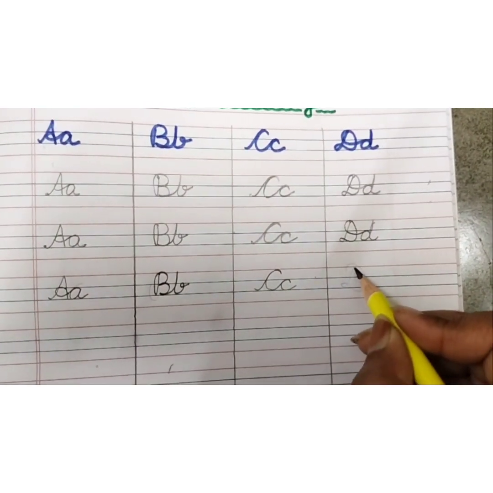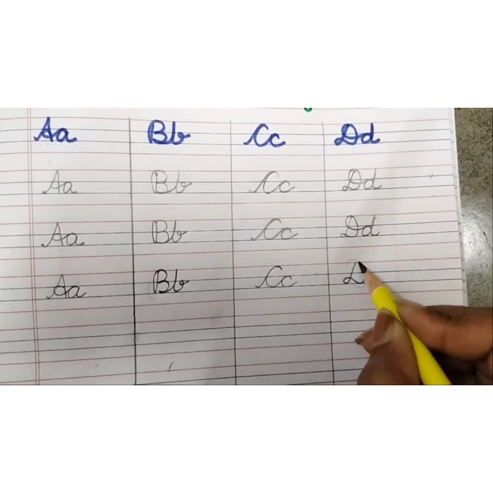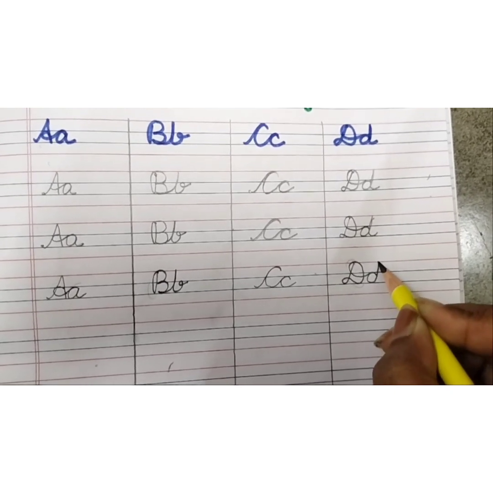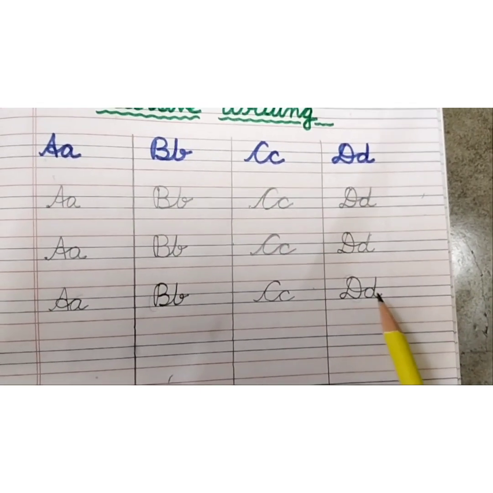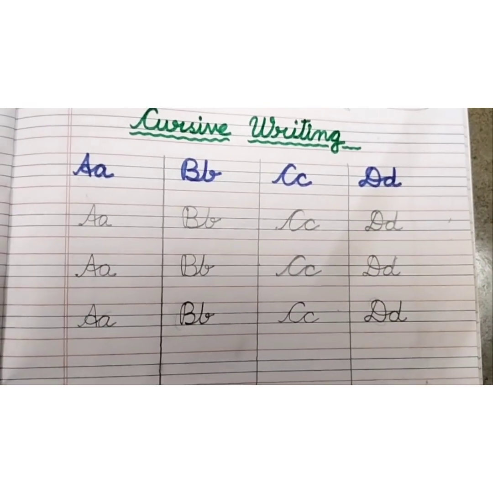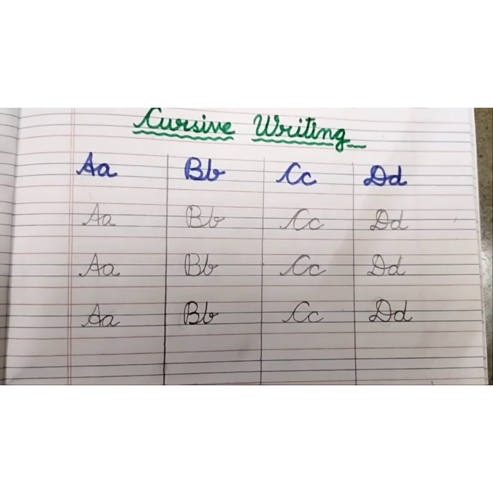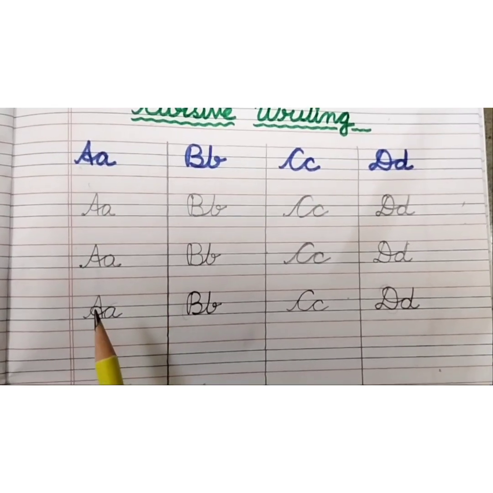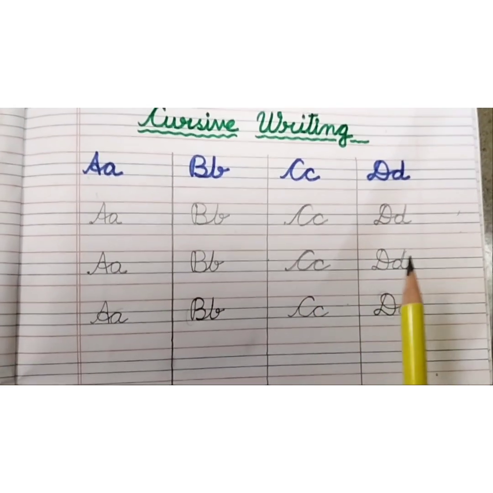Now again I will write D. This one is D. You have to say loudly and write, okay? D. So children, this one is capital D and this one is small letter d. Now who can tell me the phonic sound of D? Very good. D sounds D. A sounds A. B sounds B. C sounds K. And D sounds D.